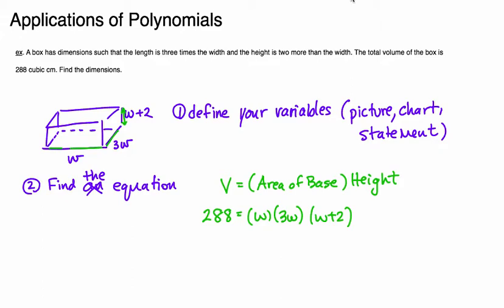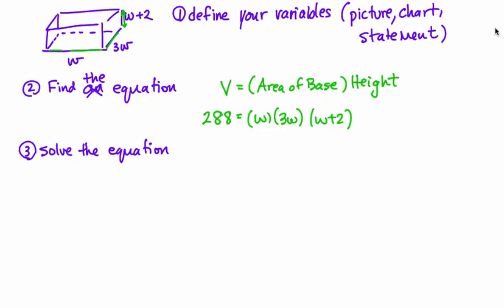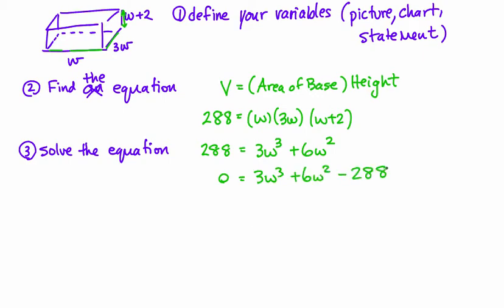Step 3 is to go and solve this equation. And this is where elements of this unit are going to come in, as well as some things that we've learned in the past. So 288 is equal to, this is 3w squared times another w is 3w cubed, and then 3w squared times 2 is 6w squared. And I set this equal to 0. 3w cubed plus 6w squared minus 288, and I start to try and factor this.